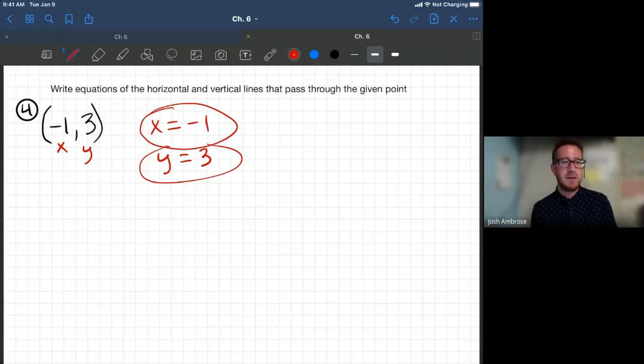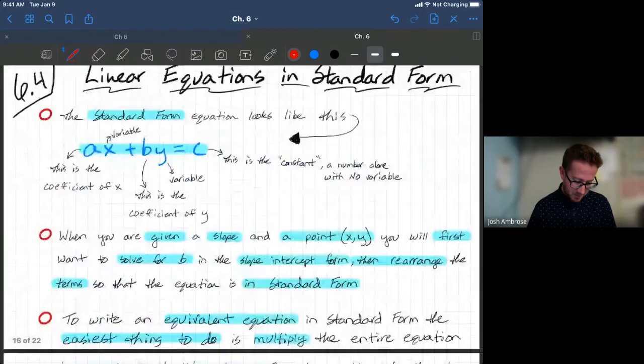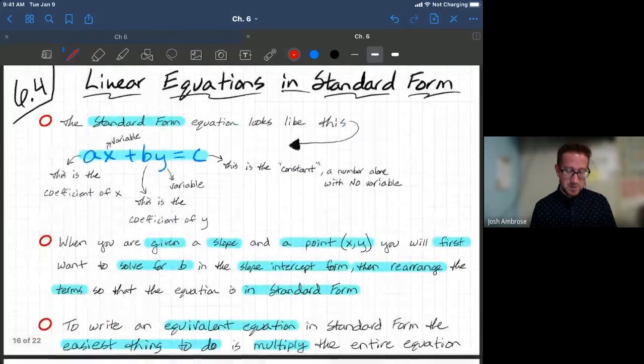Okay, guys, that's all I got for you. So that covers everything that you need out of section 4, linear equations in standard form.